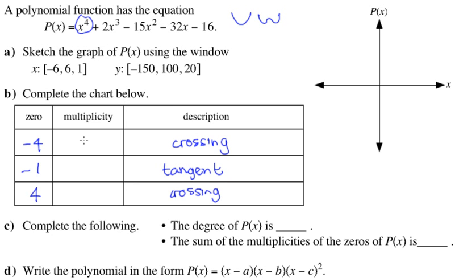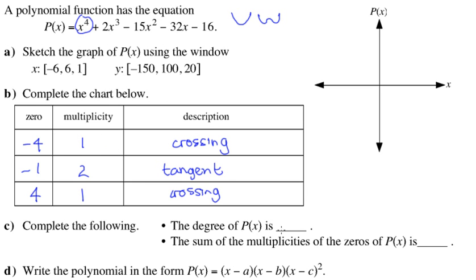You'll remember crossings mean we have multiplicity 1, that's all they ever mean. A tangent can mean multiplicity 2 or 4 or 6 or 8 or whatever, but for this expression, our total can't be higher than 4, so really the only option here is that our tangent is multiplicity 2.